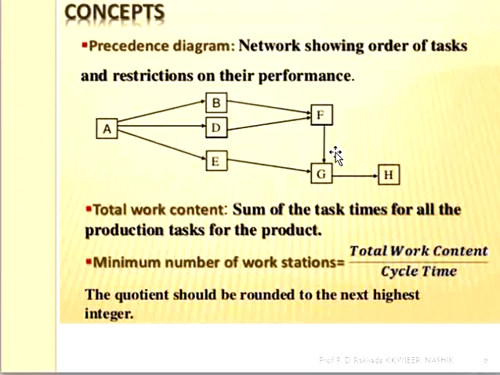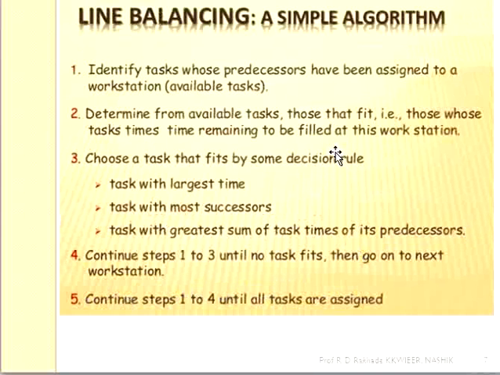The point is 4.5 or 4.6, so we need to round it up. Then a simple step of line balancing. First step: identify tasks whose preceders have been assigned to a workstation, the available tasks. On the basis of the precedence diagram, we can identify the preceder tasks.